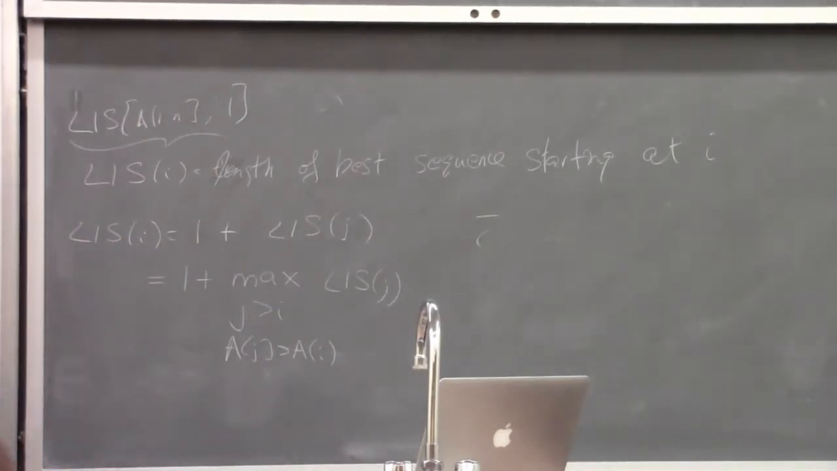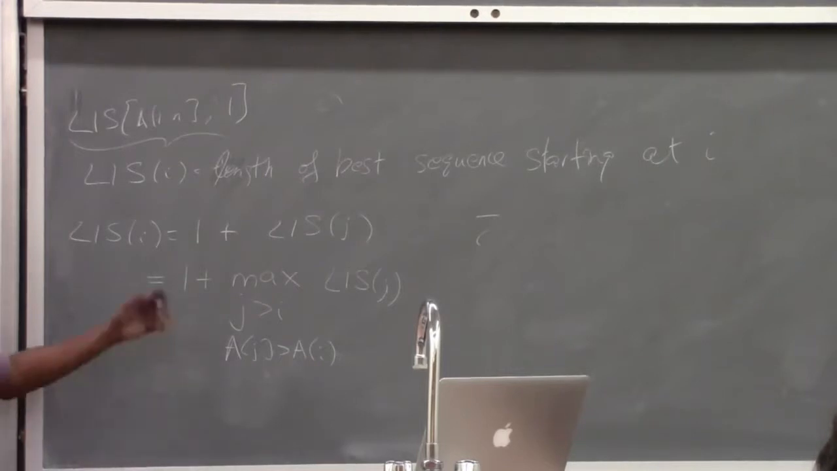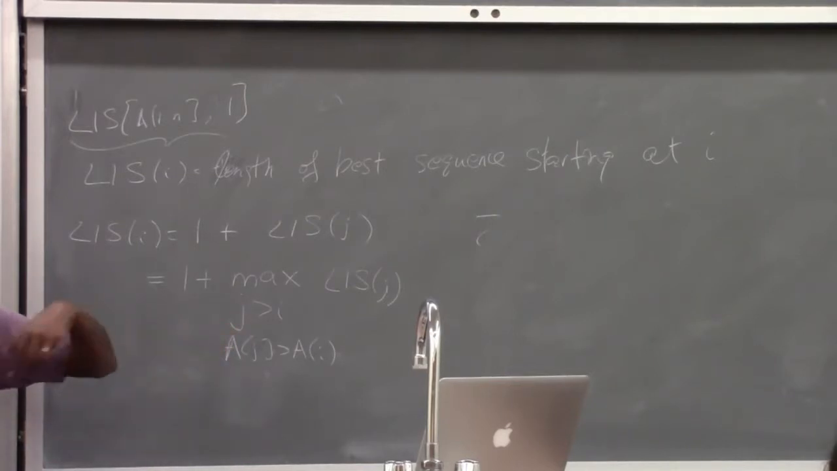So what's the runtime? Because we are comparing one element with every other element. You mean when you do this maximization? Yeah, maximization. So in other words, to solve it for I, you have to look at n minus I cases, and so on. So n minus 1 plus n minus 2 plus n minus 3.